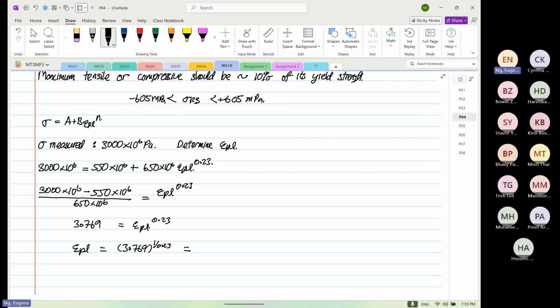So 1 divided by 0.23, 3.769 to the power of that value is equal to 320.133, or 32,013%. You see where the problem is now. Are we clear? This is physically what? Impossible.